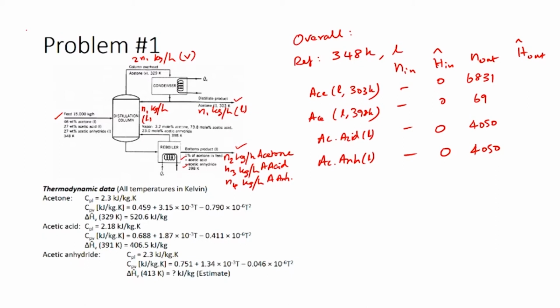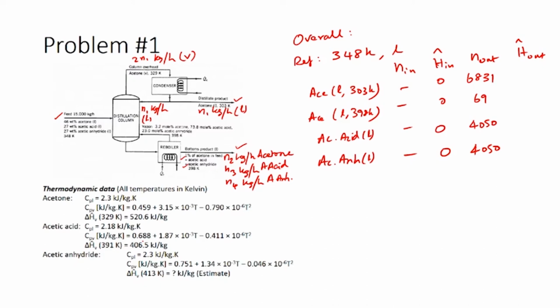So, we have acetone liquid at 348 Kelvin going to acetone liquid at 303 Kelvin and acetone liquid at 398 Kelvin. We have acetic acid liquid from 348 Kelvin going to 398 Kelvin and acetic anhydride liquid from 348 Kelvin going to 398 Kelvin. So, now we need to calculate these enthalpies using the Cp values that we have. As all these components are simple enough to calculate, we should just be able to directly use the Cp values and fill out this table. So, please go ahead and do these calculations.